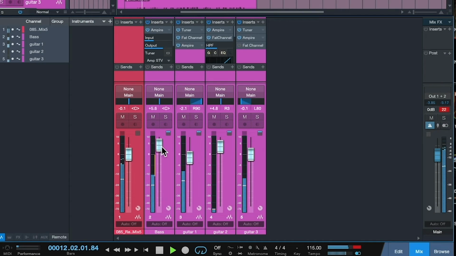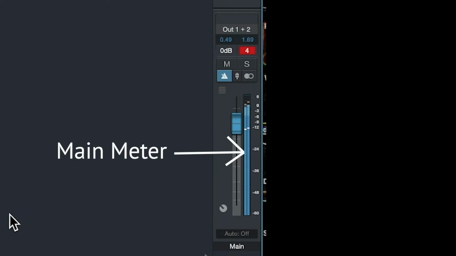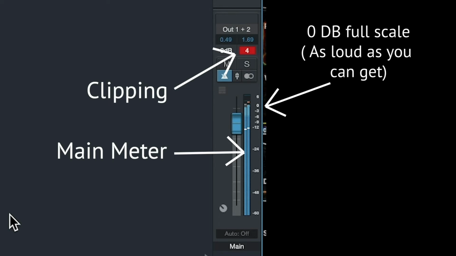All right, talking about level. When you push those faders up and you start getting a blend together, look over at the main meters that are heading out toward your speakers. If those faders are too high, then that meter is going to get to the point to where it's actually clipping. It's going to touch the top as loud as it can go. That's called full scale, by the way. 0 dB full scale is as loud as you can go. And you don't want to go there, basically.